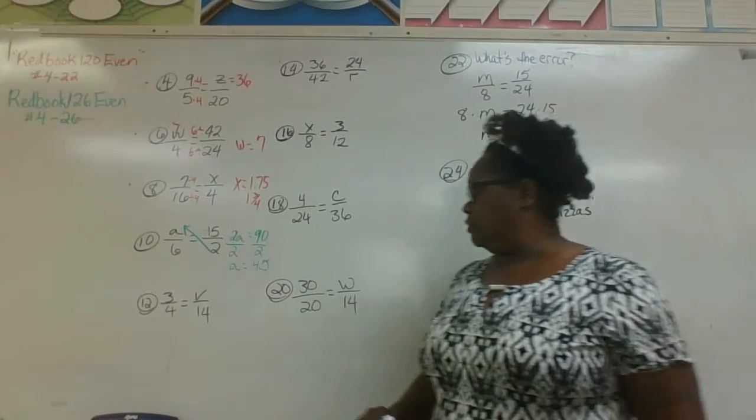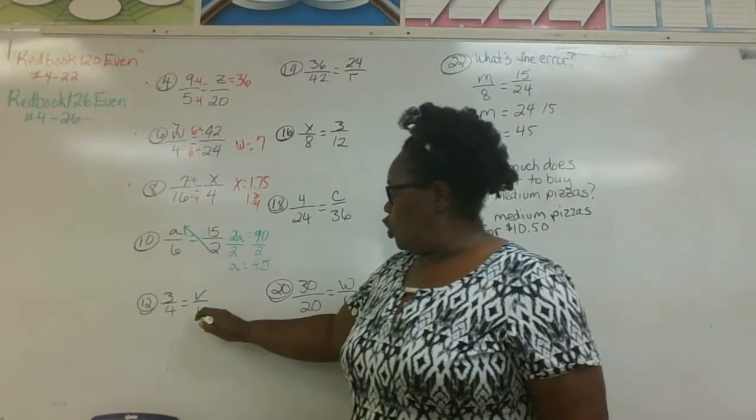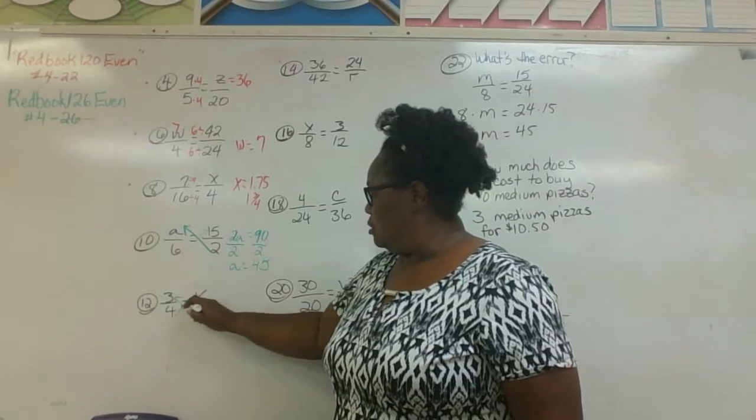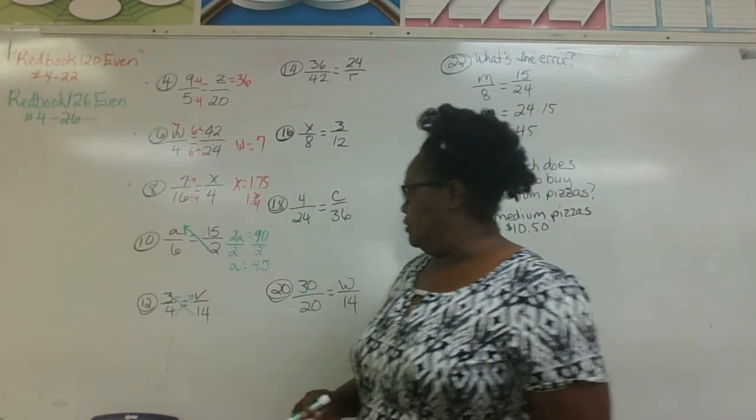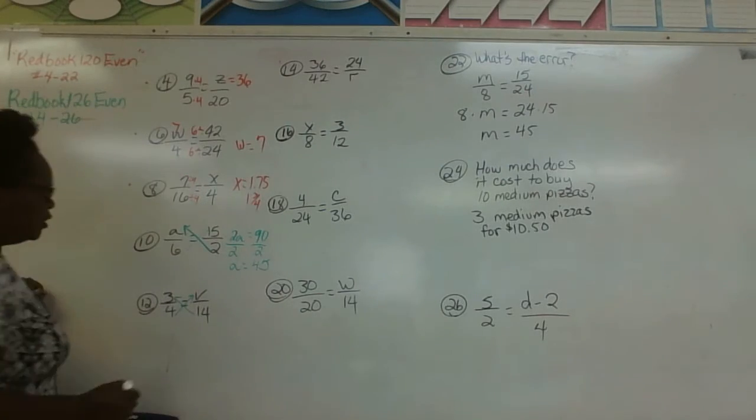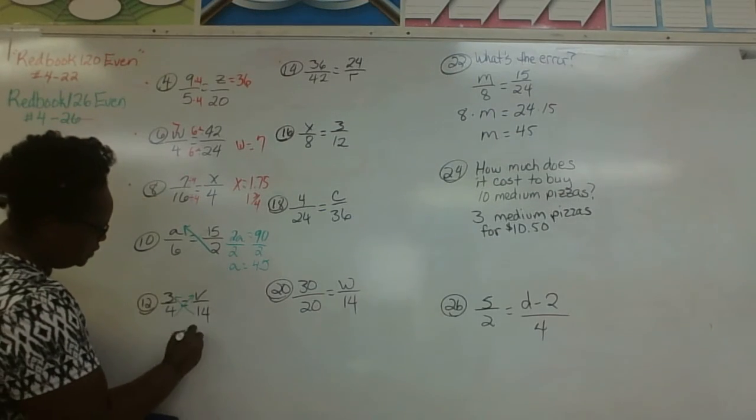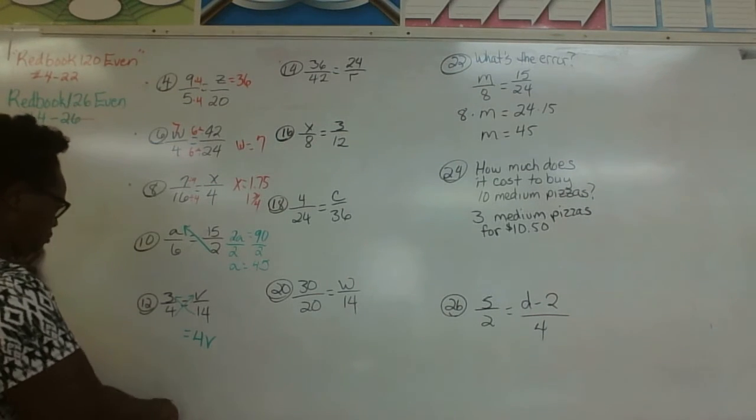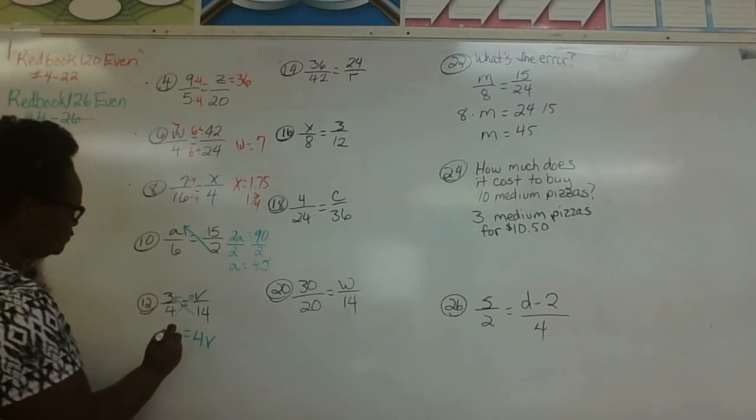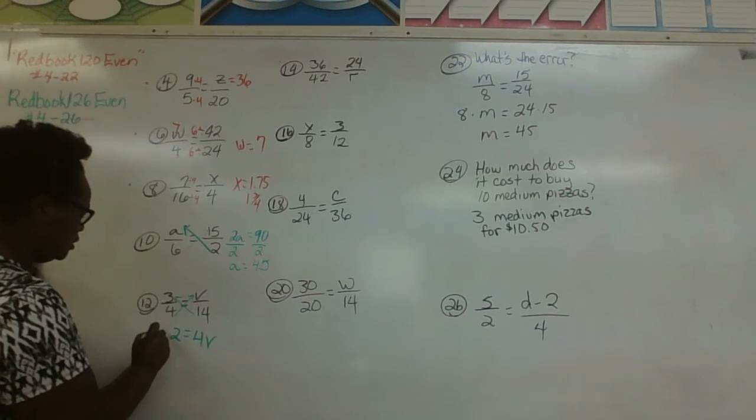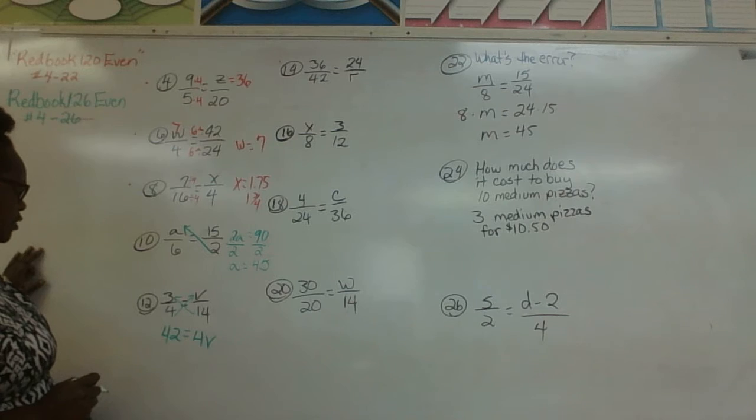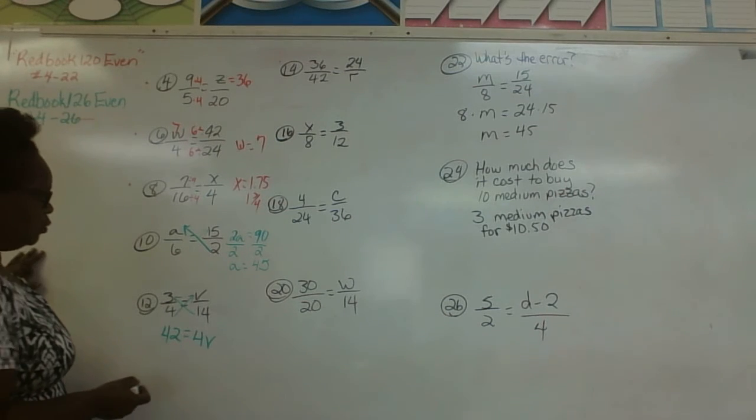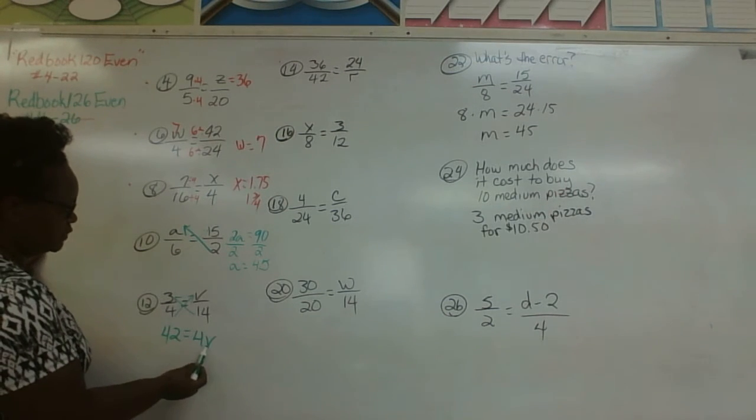Number 12. Number 12, we're going to cross multiply. Okay? Therefore, we have 4 times v is 4v. Okay? And then 3 times 14 gives us a 42.